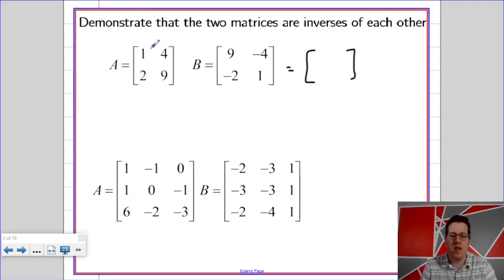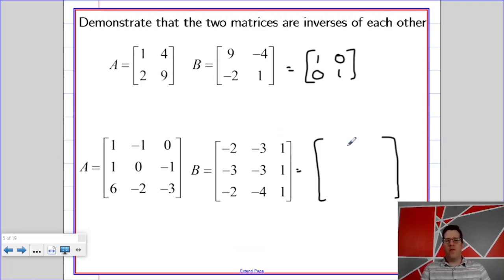Let's take a look at this example. A times B would be 9 minus 8, that's 1. Negative 4 plus 4, that's 0. 18 minus 18, that's 0. And negative 8 plus 9, that's 1. Sometimes you'll be able to notice a pattern in inverses, but not every time because the pattern can be quite complicated.